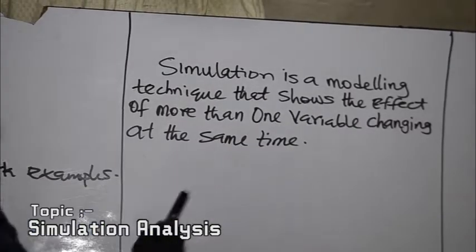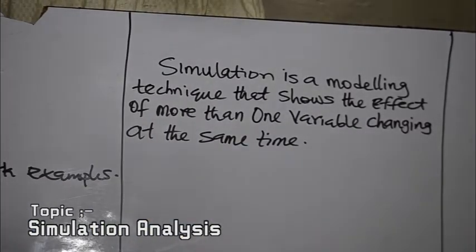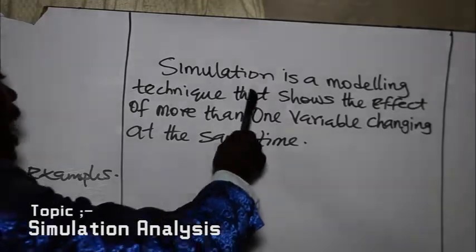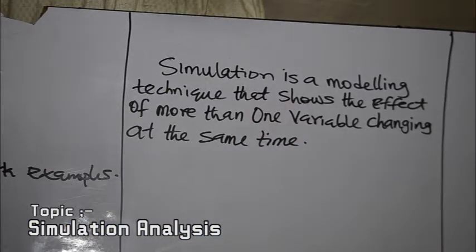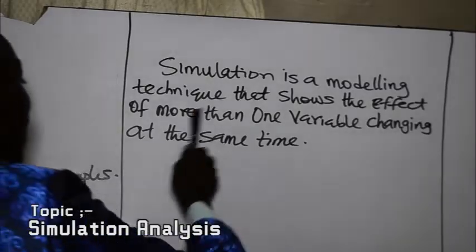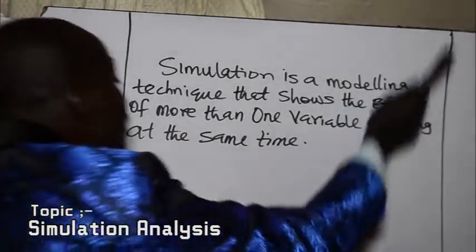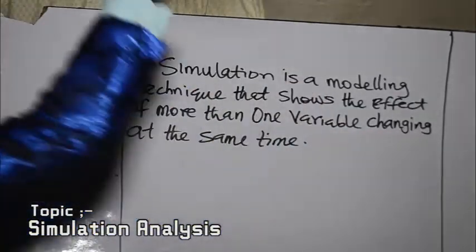So, what do we mean by simulation? Simulation is a modeling technique that shows the effect of more than one variable changing at the same time.